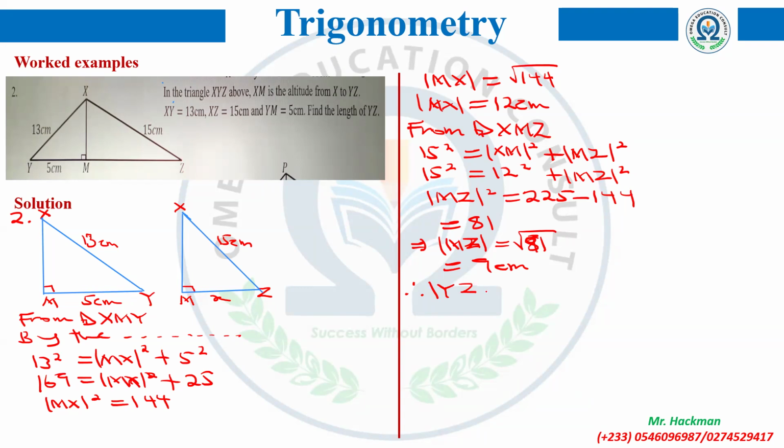So YZ, I know is equal to the length of YM plus the length of MZ. What is YM? We found YM is 5, given as 5 centimeters. You can ignore the unit. Plus your MZ that you have found, 9. So that will give us 14, and you don't forget to attach your unit. Centimeters. Very good.